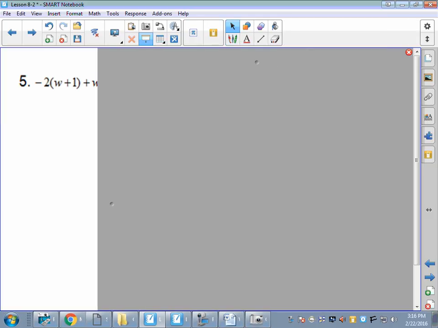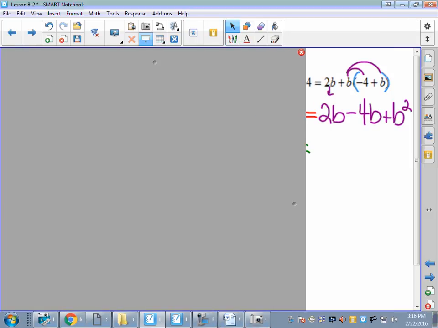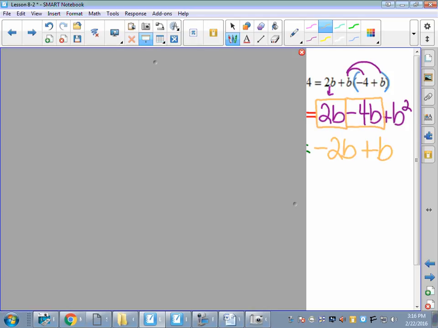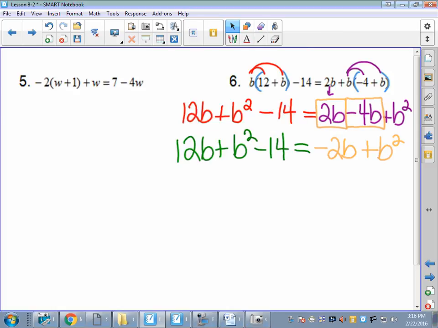Then I'm going to ignore this half for a second, and I'm going to just look at this purple side. Are there any like terms over here that I can take care of? Actually put a piece of paper, an index card, something so that you're blocking things out if you need to. Notice I've got a 2b minus 4b. That's negative 2b. And then that plus b squared just comes straight down. Now I'm ready to start solving this equation.